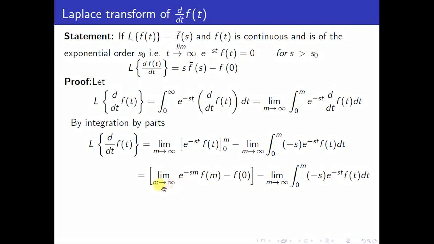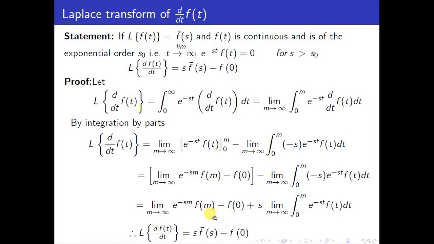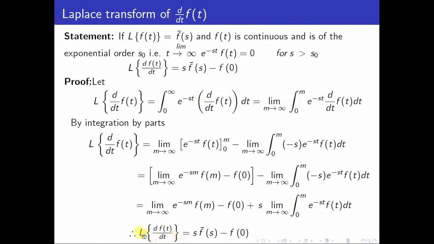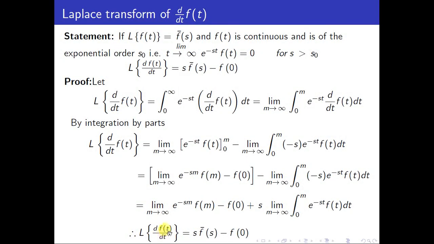But this term is nothing but 0, that we have given, exponential order s0, and this term will be as it is. In the next term, this minus s you can take outside, and hence we got the answer directly. Laplace transform of d by dt of f of t is equal to s f bar of s minus f of 0.